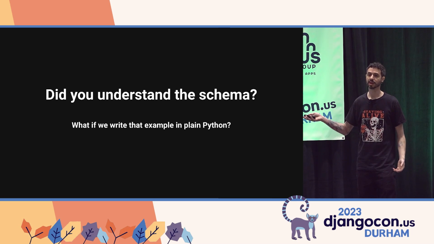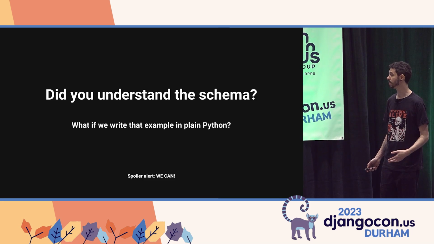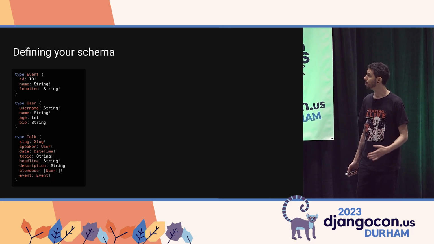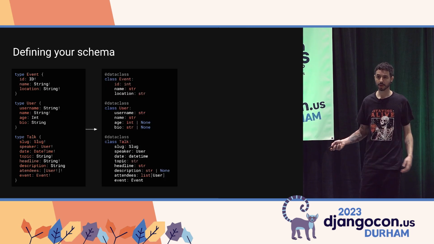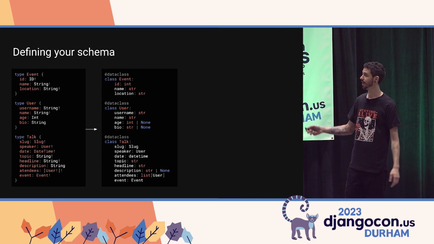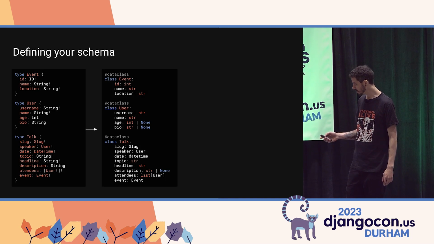But what if we can write that in pure Python? It would probably be easier to understand. So spoiler alert, we can with Strawberry. So for example, getting the same schema again, if you are familiar with data classes, we can define the same that is here as data classes. So the event becomes a data class of event. The relations are here as well. So the speaker is still a user, which is defined here.